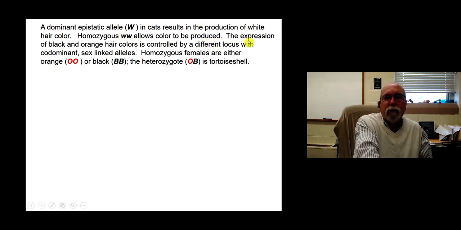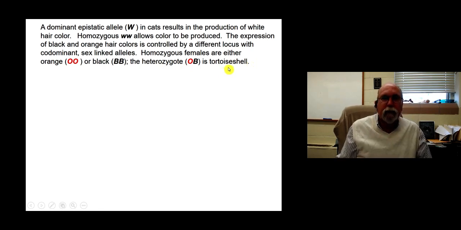Now, once you get the light turned on, then you can either be black or orange, okay? And this is a codominant sex linked. Oh my gosh, now we've got epistasis, codominance, and sex linkage all in one problem. Oh, okay, let's not worry about that. Let's just think about how you work problems in general, okay? So what we've got, it says homozygous females are either orange or black. The heterozygote is called tortoiseshell or maybe calico. Tortoiseshell is usually the more common name we see in genetics, okay?